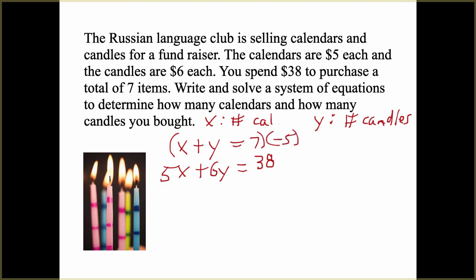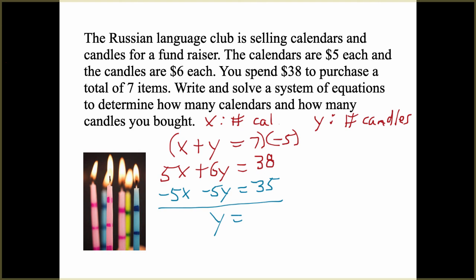And when I do that, we are going to get, and I'm going to write it below, negative 5 times x, negative 5x, negative 5 times y, negative 5y. Negative 5 times 7 is negative 35. We can now add these two equations together. 5x minus 5x equals 0. 6y minus 5y is y. Oh, this should have been a negative 35.